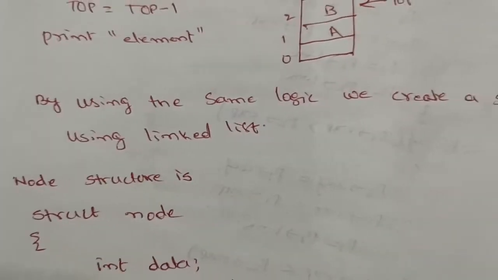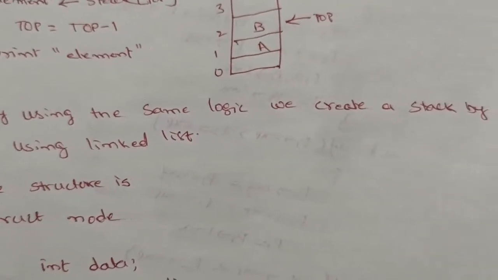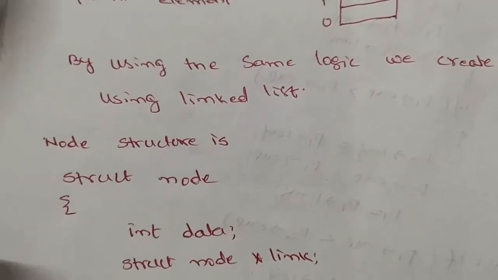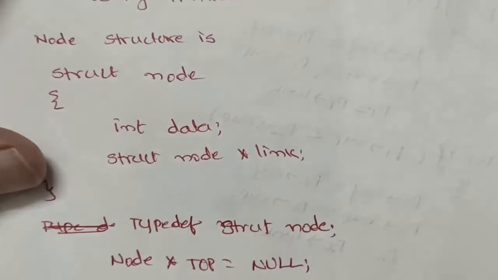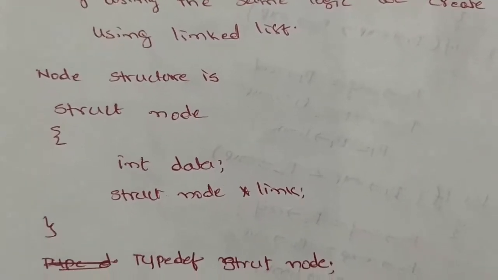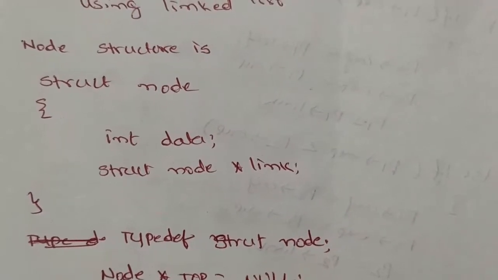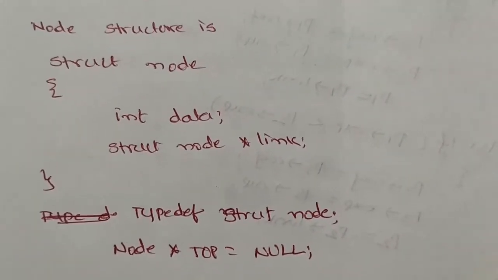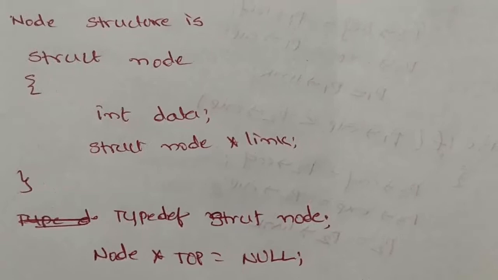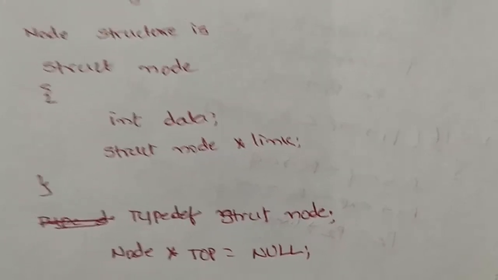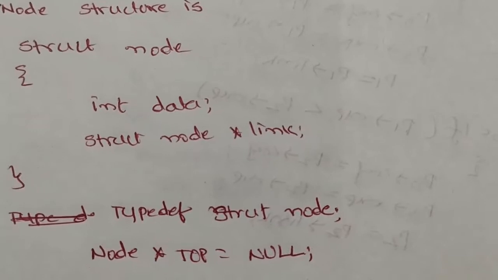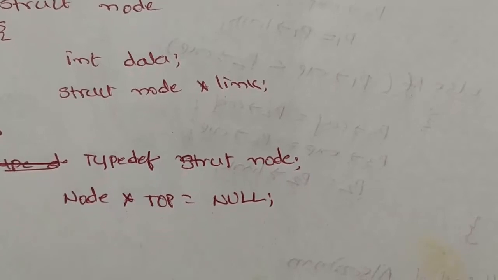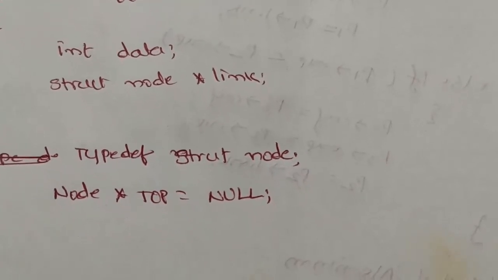I am using the same logic. We create the stack by using the linked list. To create the stack by using the linked list, here I represent the structure of the node. So the node structure is struct node, int data, struct node type link. Here a small change. Let us consider I am going to push A, B, C. Please change the data to character. Sorry.